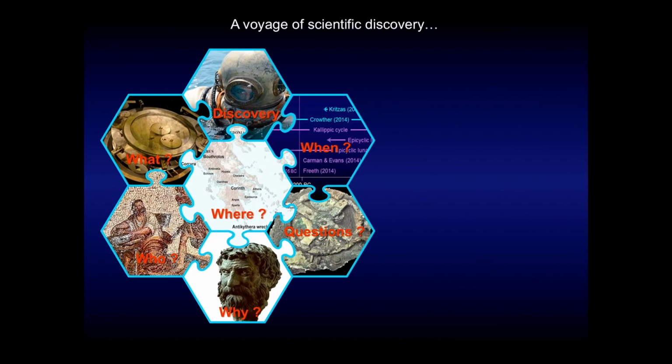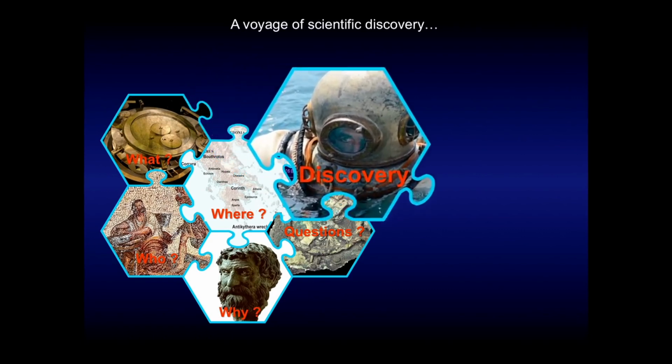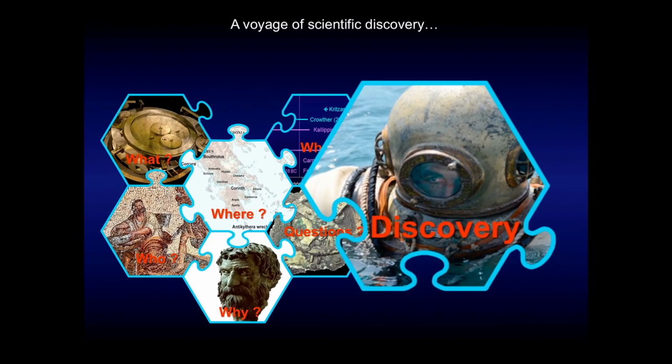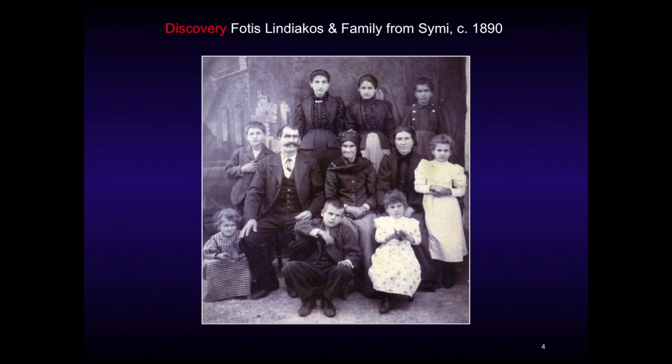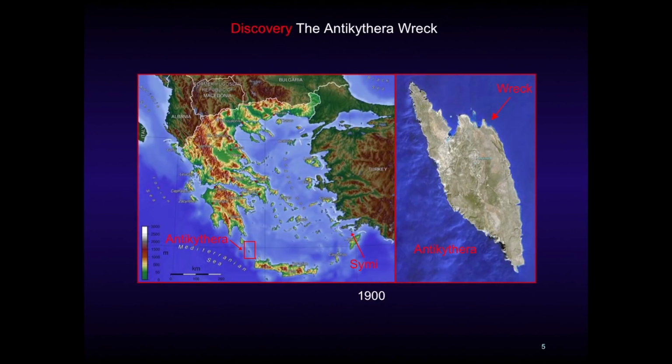The story starts, obviously, with its discovery, and with a man called Fotis Lindiakos, seen here with his family, on a small island called Symi in the eastern Mediterranean, which is a sponge fishing island. Lindiakos ran sponge fishing boats. In 1900, he sent a sponge fishing boat off to travel west across the Mediterranean to their normal sponge fishing grounds. And when they reached a tiny island called Antikythera, they encountered a severe storm. They had to take shelter from the storm.